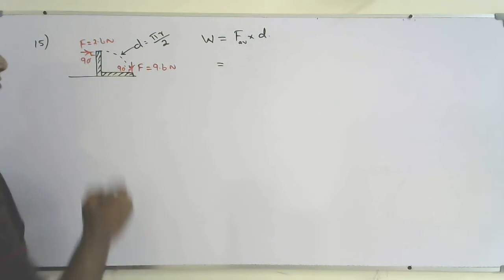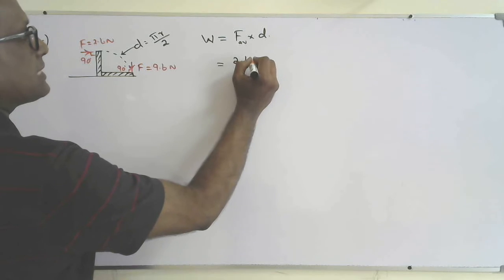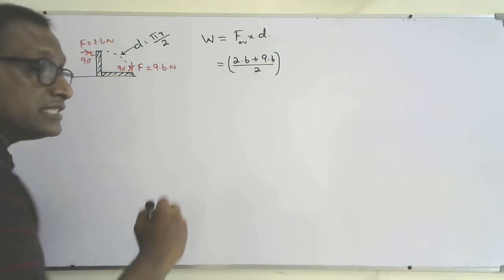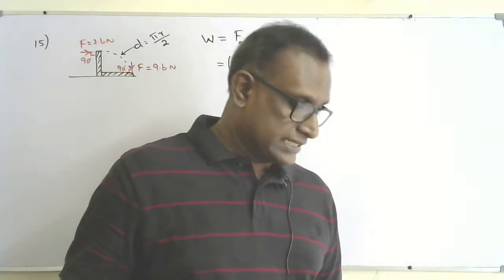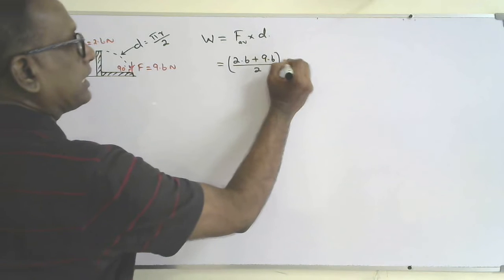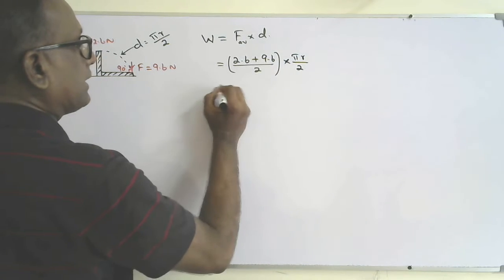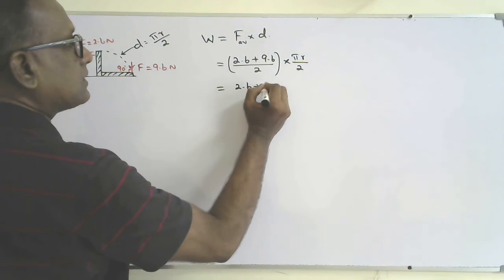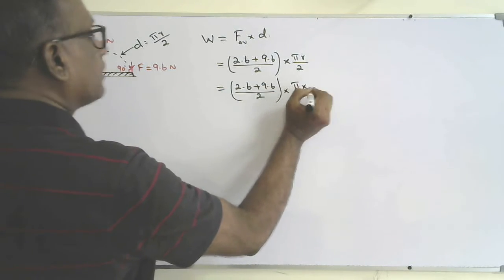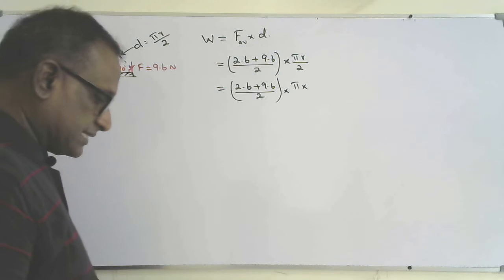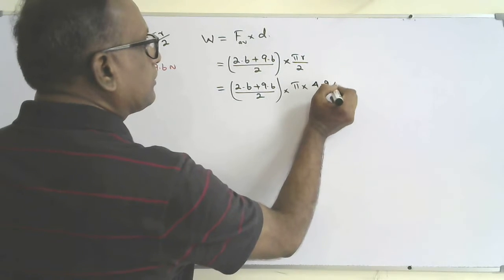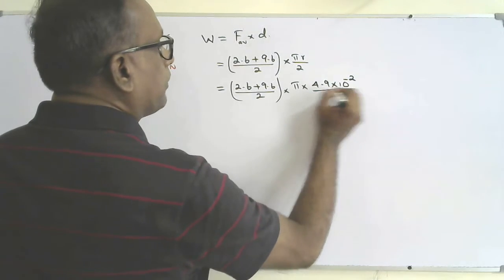So how can we find the average force? Find the average of these two, 2.6 plus 9.6 divided by 2, because the force is changing uniformly. That's the way the question is saying. So the average force into distance moved, pi r by 2, is 2.6 plus 9.6 by 2 into pi into the length of the lever, which is given as 4.9 centimeter. Convert 4.9 centimeter to meter, 10 to the power minus 2, divided by 2.